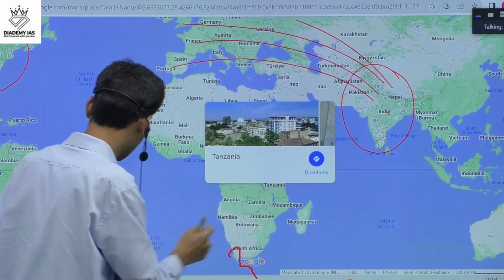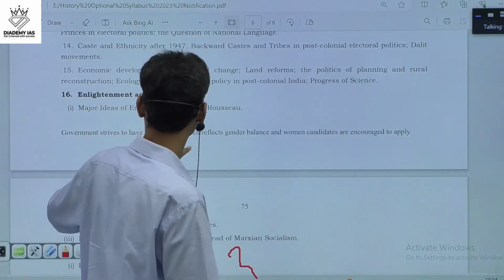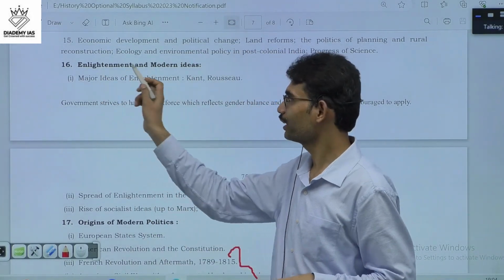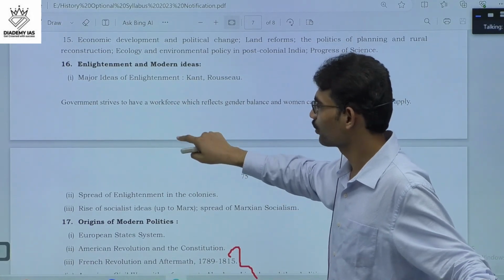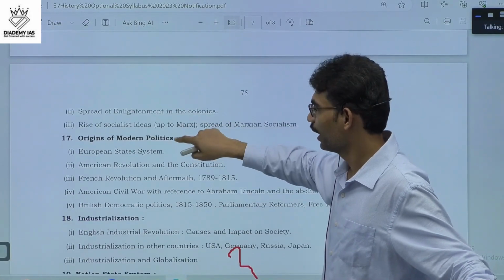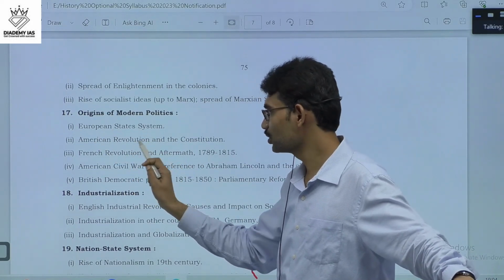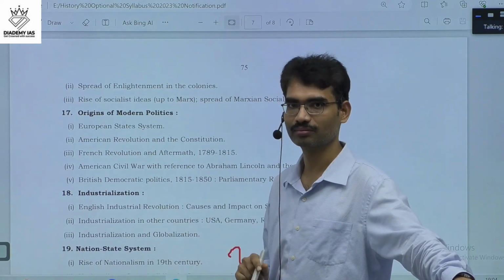Just we will glance through the syllabus. You will come to know that in European areas, Enlightenment and modern ideas emerged during this time period. Different people contributed, and now origin of the modern politics. European, American Revolution, French Revolution, American Civil War, British democratic politics.